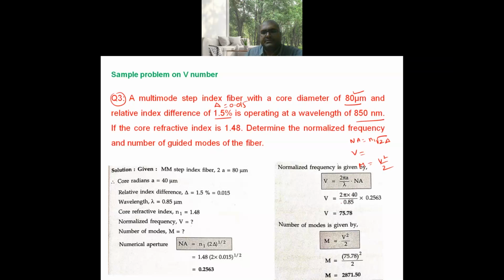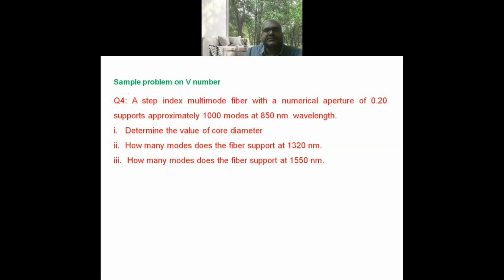Refer to the solution. One more problem on V number. A step index fiber with numerical aperture. Here the value of numerical aperture is given. It is the light coupling efficiency of the fiber. The value of numerical aperture is more, then the light coupling efficiency is more. Supports approximately 1000 modes. Here the value of m is given.